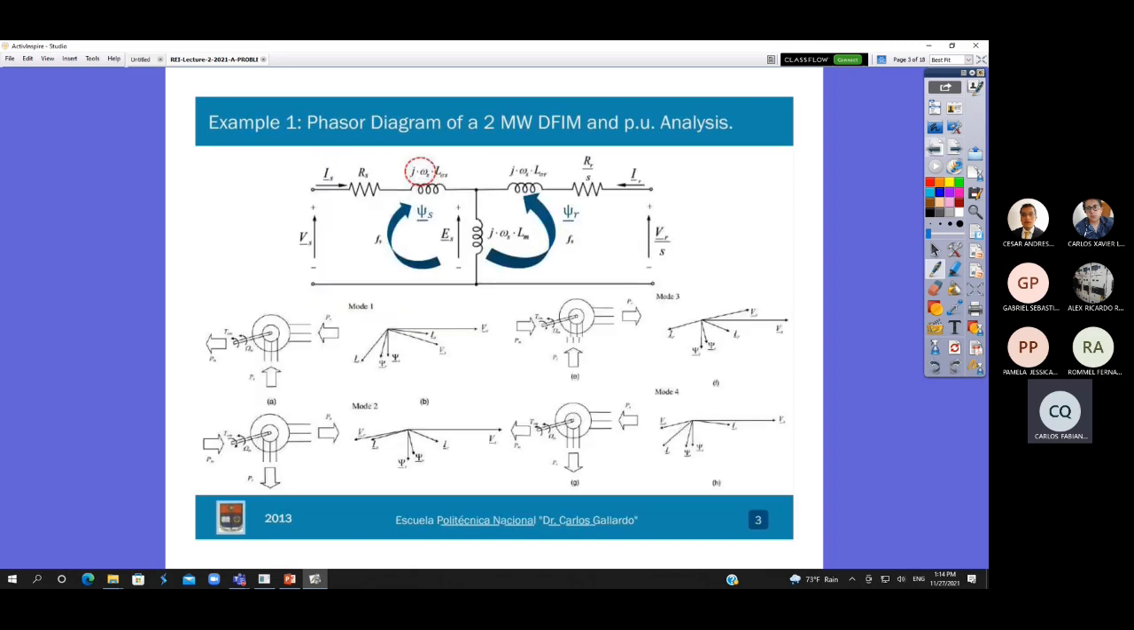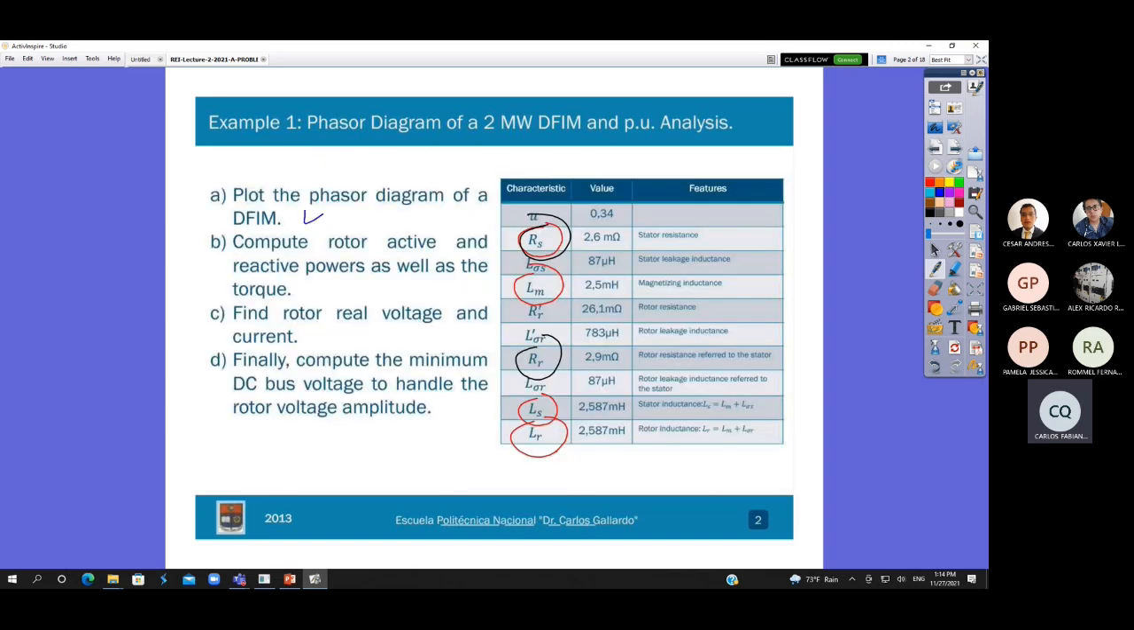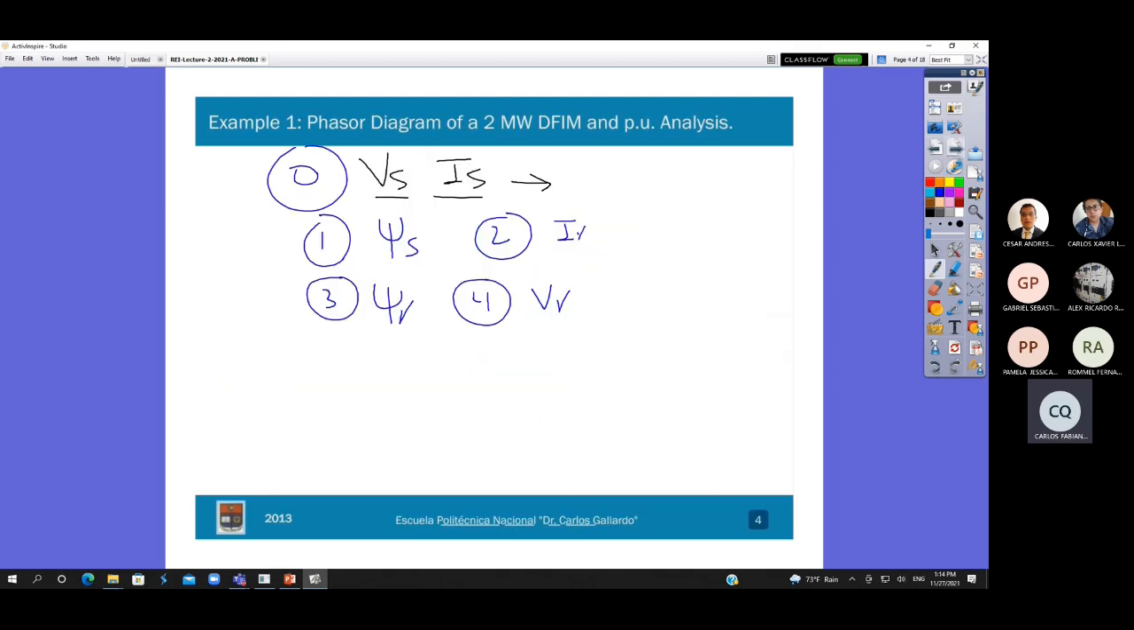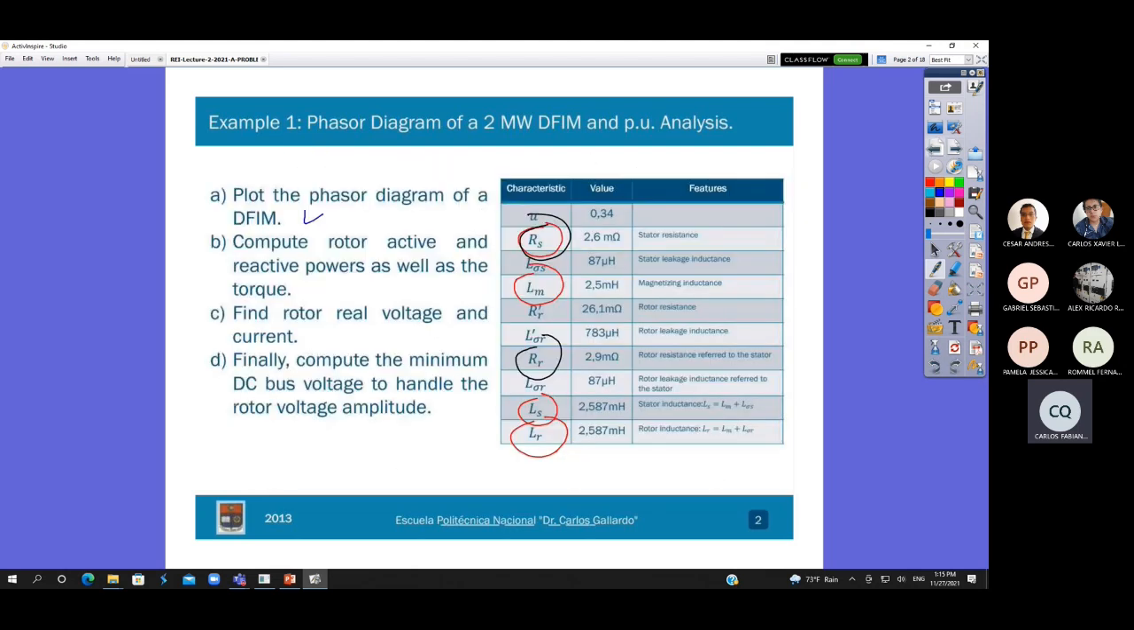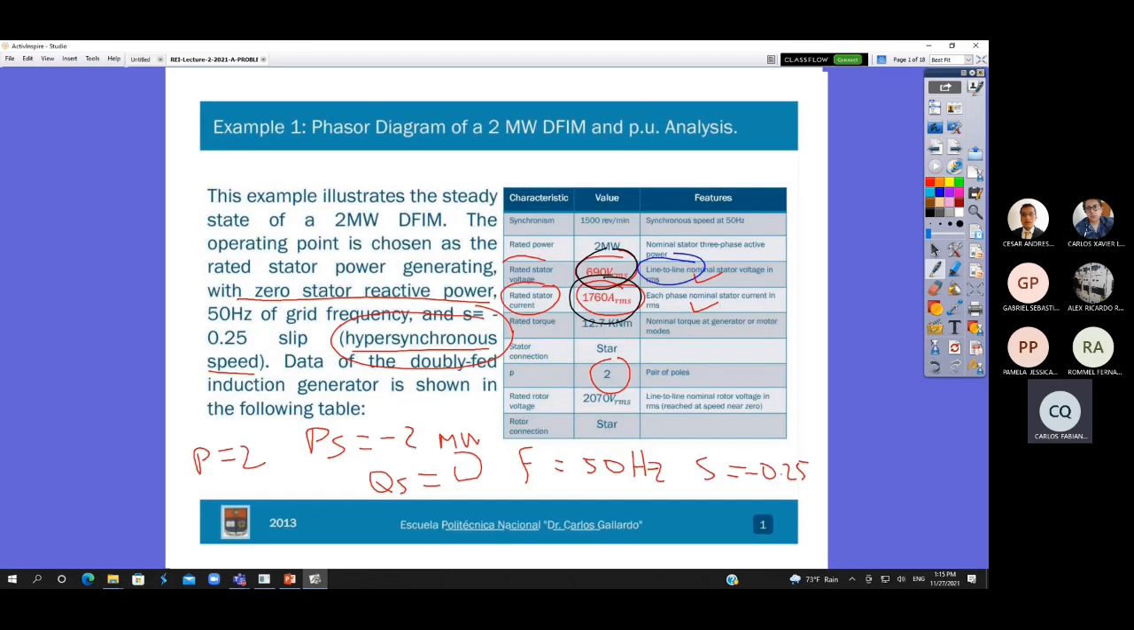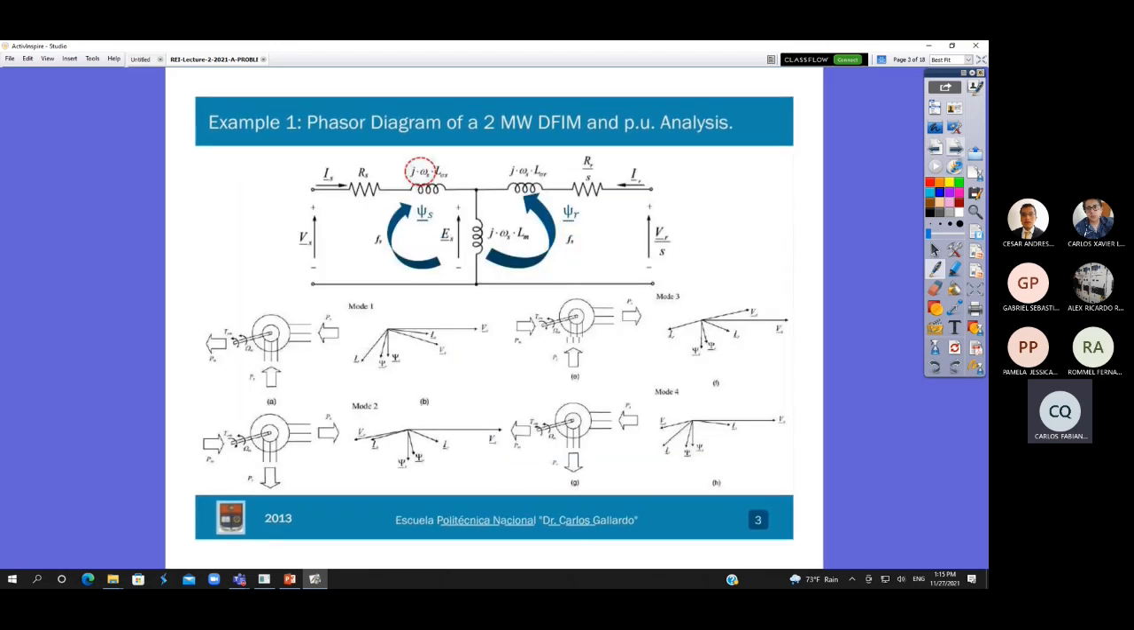Okay, so let's start with the first question. My first question is to plot the phasor diagram of the doubly fed induction generator. Firstly, the machine is supposed to be delivering 2 megawatts to the grid, so we have already said the stator active power is equal to negative 2 megawatts. With the rated stator voltage, I need the line to neutral voltage, because from the data I have the line to line voltage, right? I want to carry out the analysis per phase.